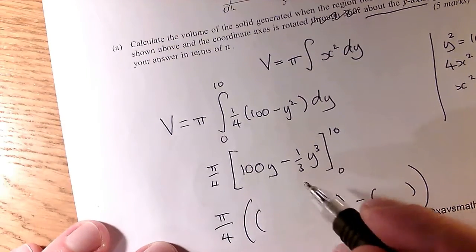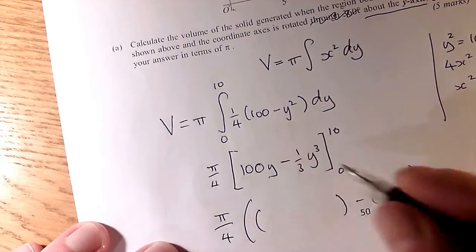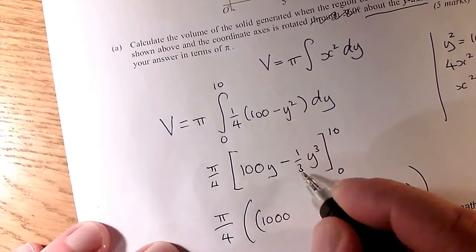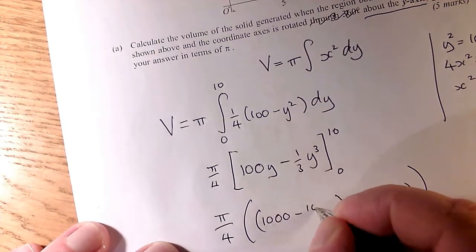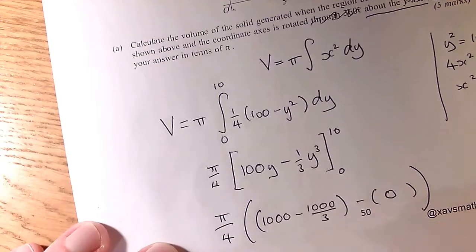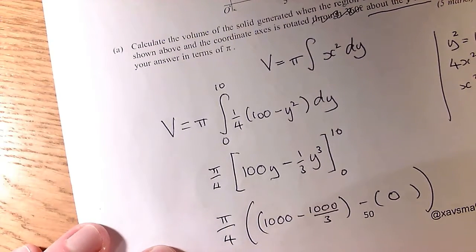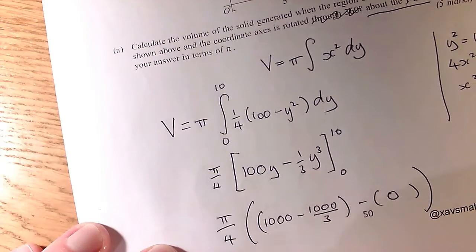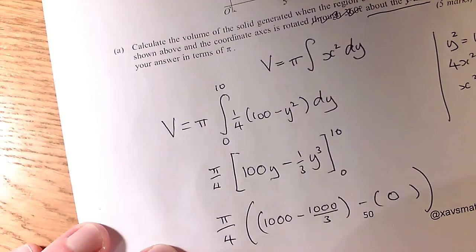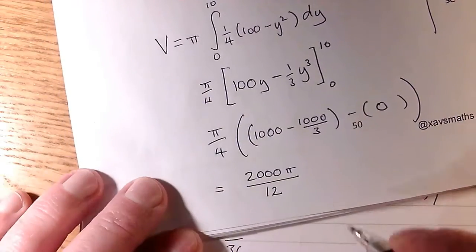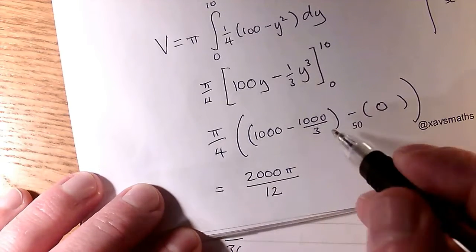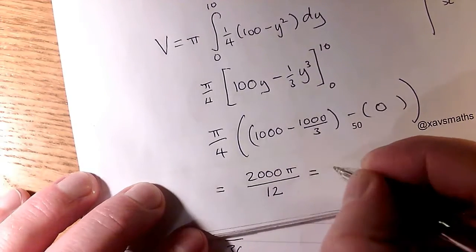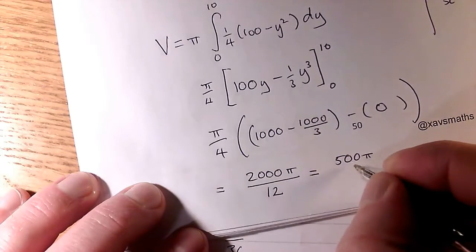Core 3 and Core 4 always do put naught in properly, but when I do naught here and naught there, I do really get naught. Okay, and then put your 10 in, so 100y is 1,000, and then y cubed is also 1,000, so that's minus 1,000 over 3, which is 2/3 of 1,000, so this is 2,000 pi's over 12. 4 times 3 is 12. Your calculator can do this bit for you. A quarter times 1,000 minus 1,000 over 3 is 2,000 over 12, but that cancels down to 500 pi by 3.